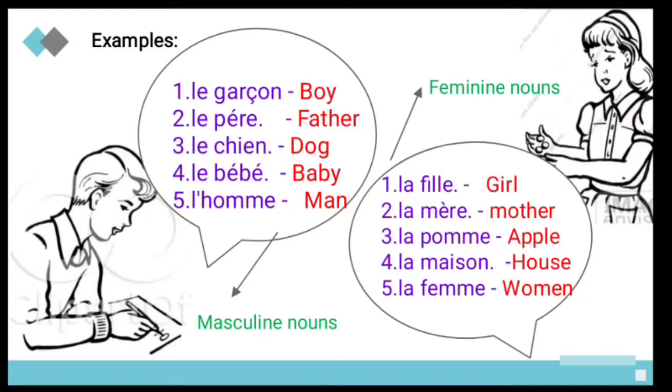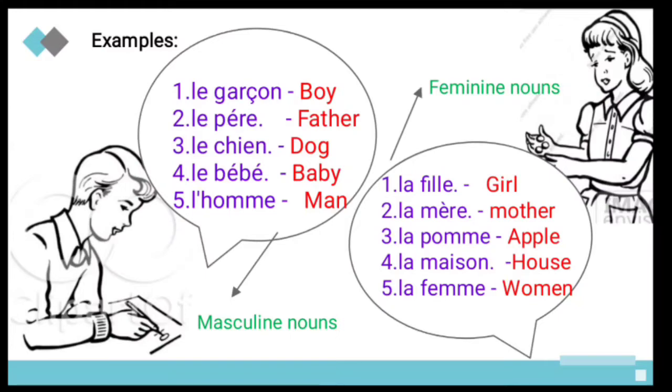And fifth one, l'homme, L apostrophe H O M M E. So these are the examples for masculine noun. Let us move to the feminine noun. La fille. For the feminine noun, you have to use the article la, and it means girl.